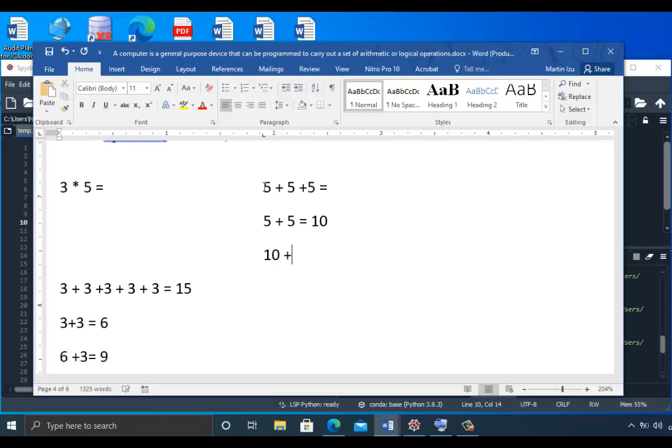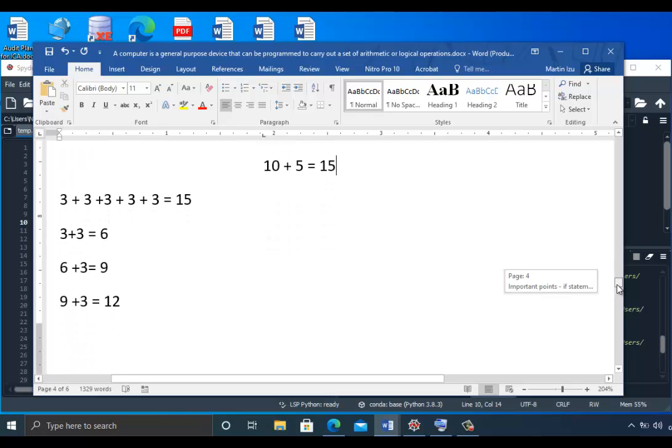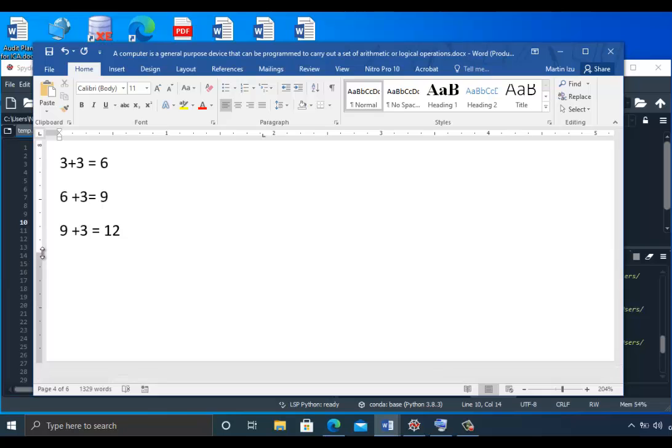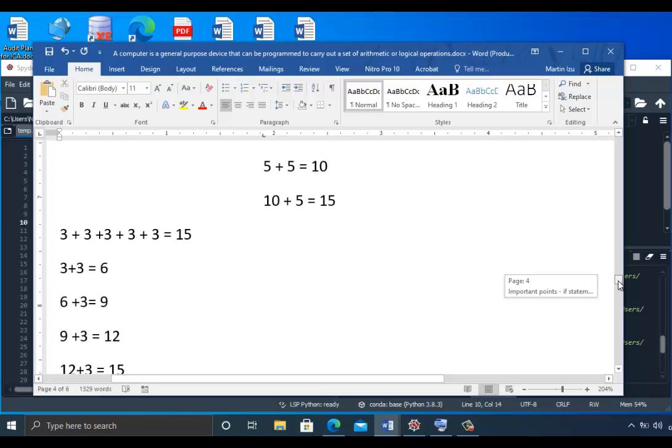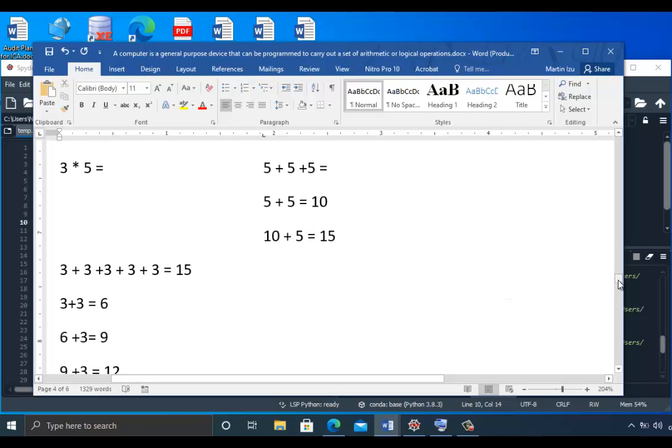10 plus 5, we have the result 15. So whether we go this way or this other way, we should still have the same result. That's what is called associativity. Whether you start from this operand of the operator or from that operand, it will still give you the same result. So 2 things that we've established here.